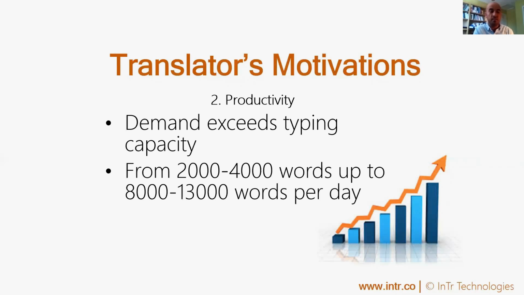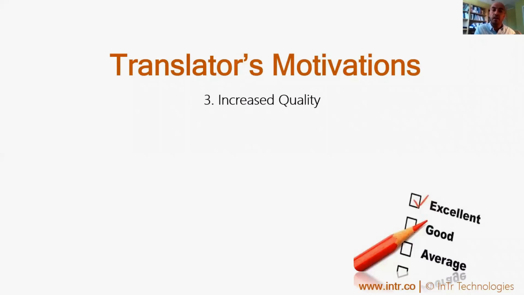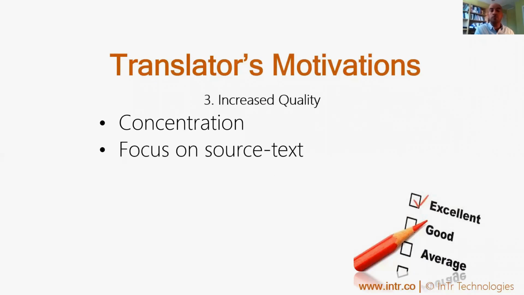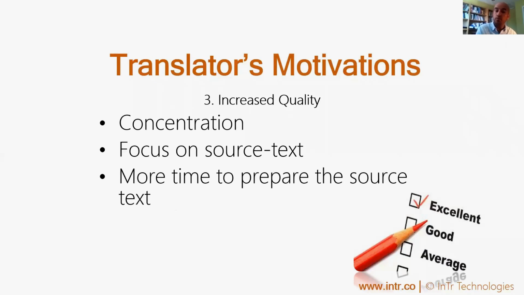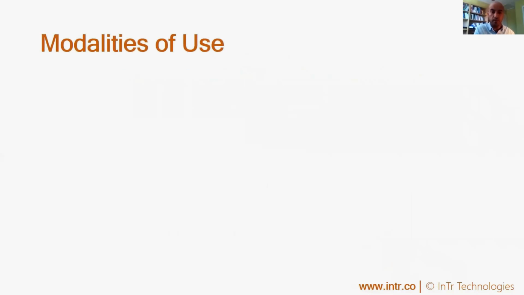One person even says, since I use voice recognition technology, I can do between 8,000 and 13,000 words per day. Of course, this depends on your own typing capacity and the language combination. Some translators say they use voice recognition technology to increase the quality of their work because they can concentrate and focus on the source text, they have more time to prepare the source text, therefore they can produce a better quality text, and it's less cognitive effort. So it's less tiring for the brain when you speak a translation than when you're typing.